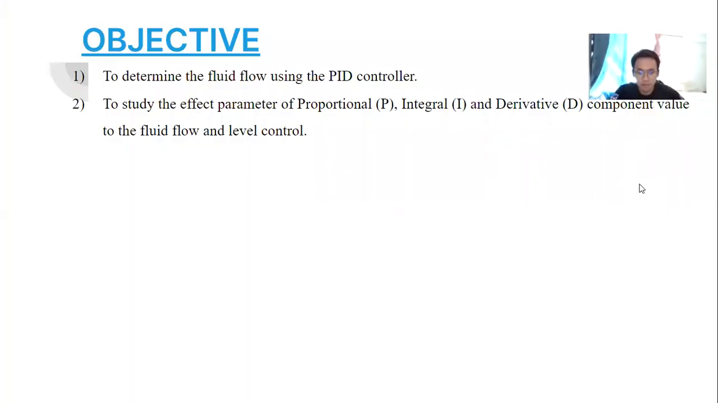The objective of experiment 14 is to determine the fluid flow using the PID controller. And the second is to study the effect of the proportional, integral, and derivative, known as PID, component values on the fluid flow and level control.